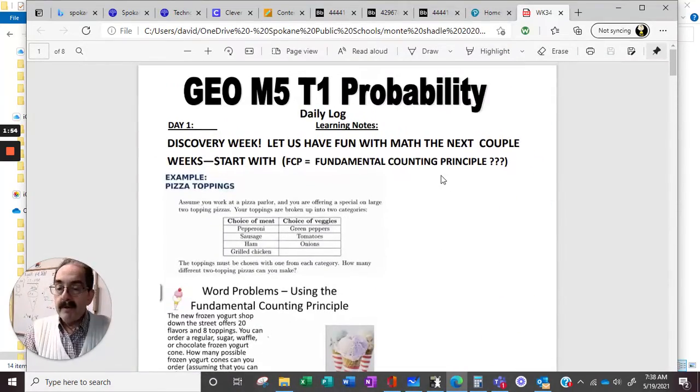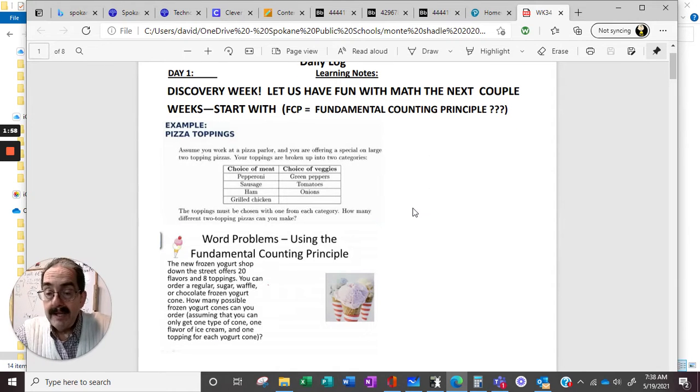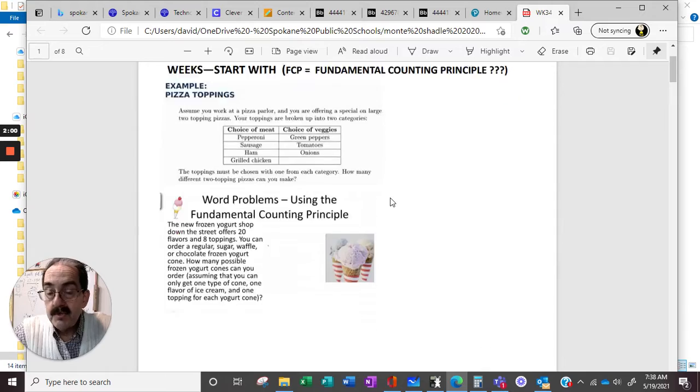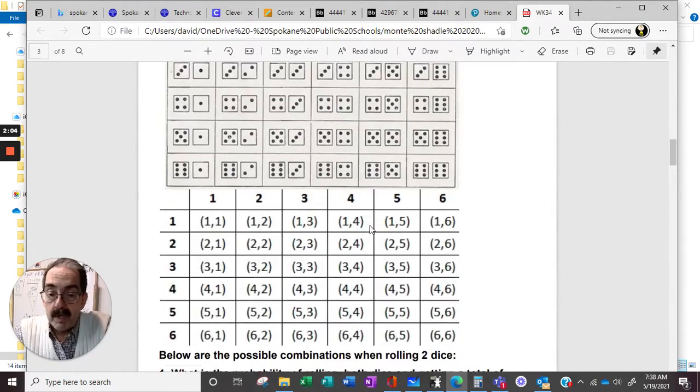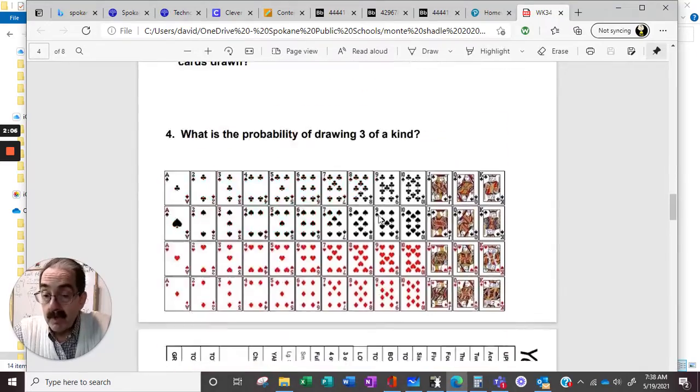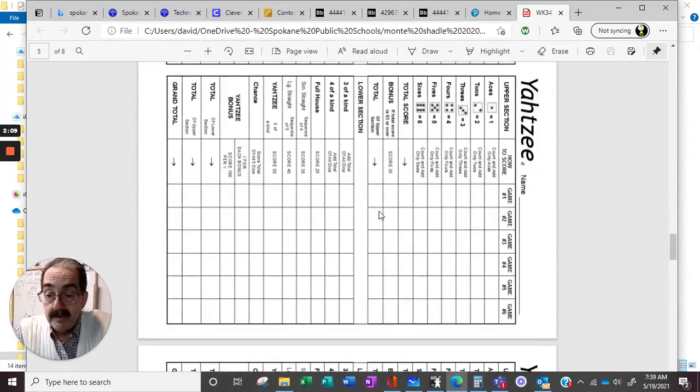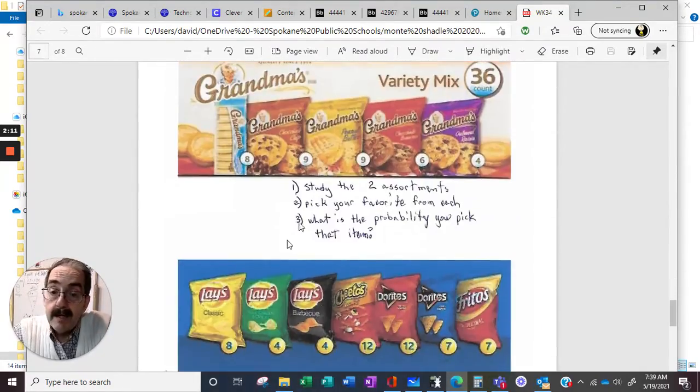In probability, what are the odds of things happening? How many different ways are there to arrange things? Here's our formula sheet. We're going to be working with dice, with cards, and doing Yahtzee. And what is the probability of picking certain types of potato chips out of 36 possible choices, like on this cookie one? Those are the types of problems we're going to be doing.